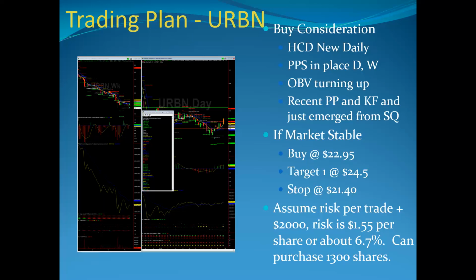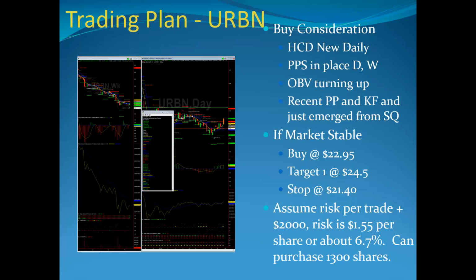I showed you what I liked on TradeStation. Here's my trade, closed at 22.80. Its high of the day was 22.92. So I'm putting a buy stop at 22.95. My stop is at 21.40, which means I'm risking $1.55 or 6.7%. And for $2,000 of risk capital, I'm buying 1,300 shares. My target is 24.25.